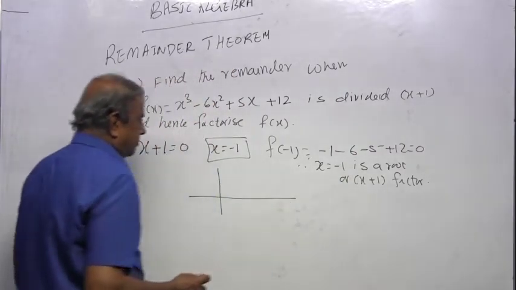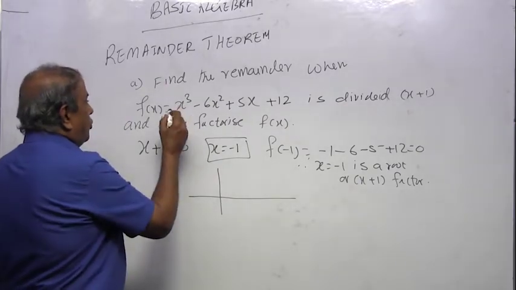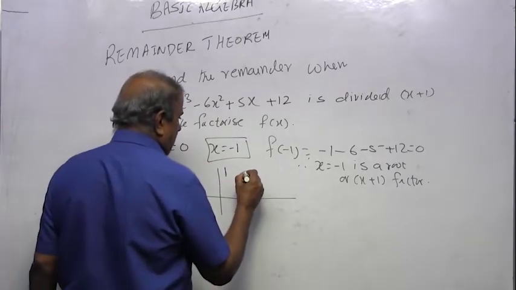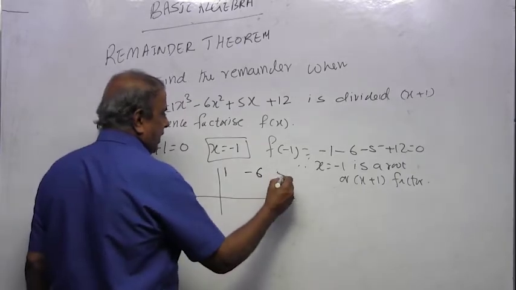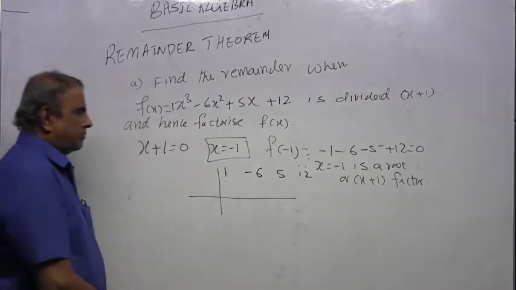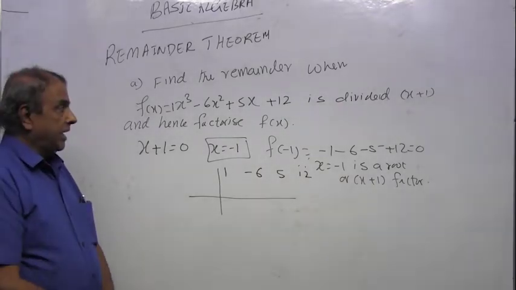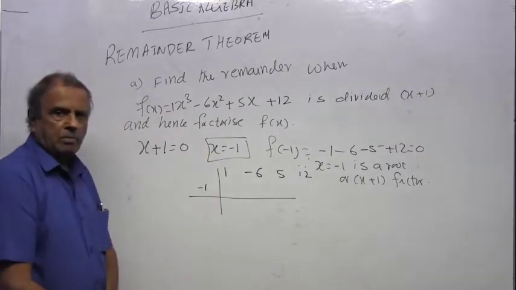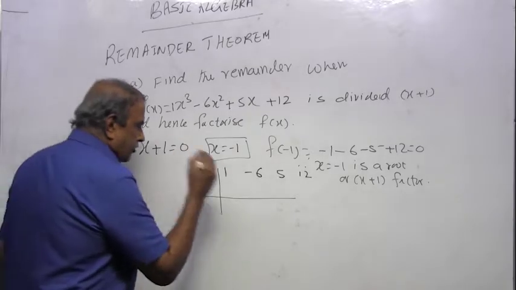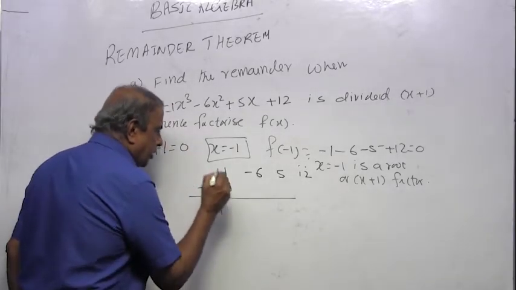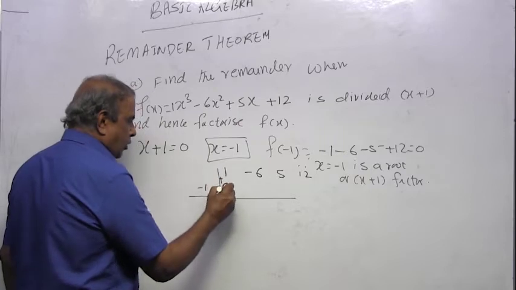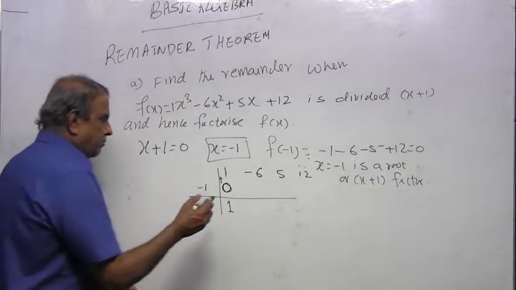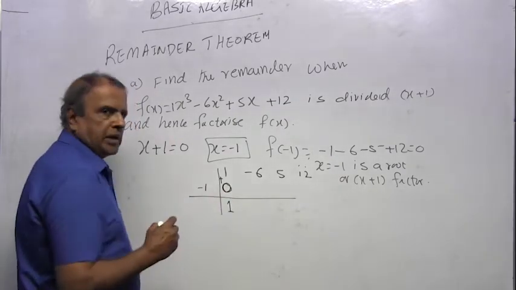So what we do is this. Write an L. Do not write the equation, write the coefficients. X cubed was 1, x squared was minus 6, x was 5, the constant term was 12. In long division, you would write x plus 1. I don't write x plus 1. I write the root, minus 1. The first number is always 0, and you always add. What is 1 plus 0? 1. Understood?